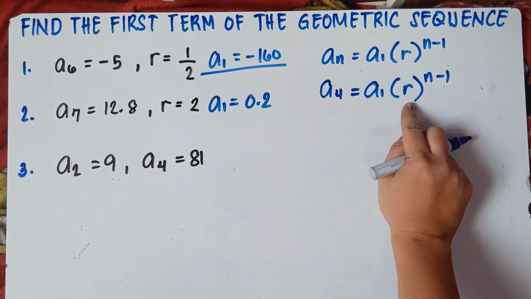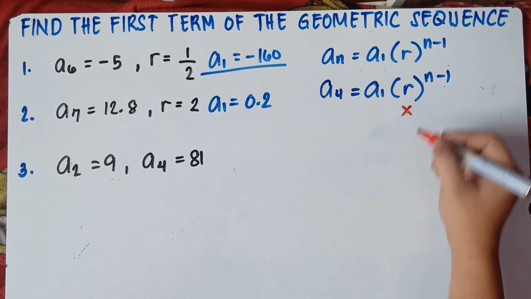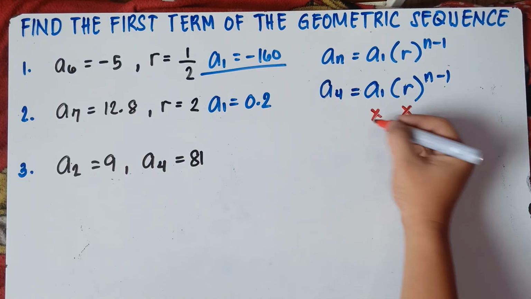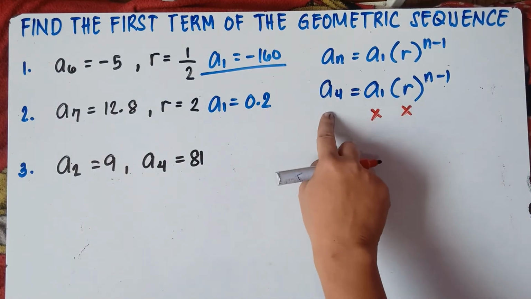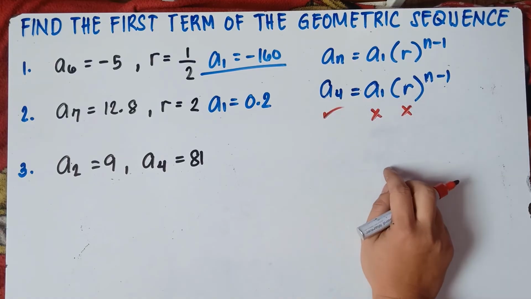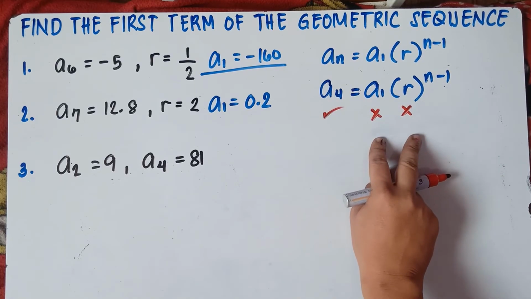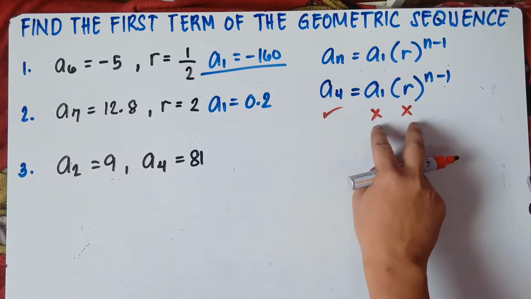So do we have the common ratio? Nope, we don't have the common ratio, and we don't have the first term. We have a sub 4, the last term. Okay, we have n, the number of terms. We have 4 terms. So it's hard for us, class, to use this formula. We cannot use this formula because we have 2 unknowns.